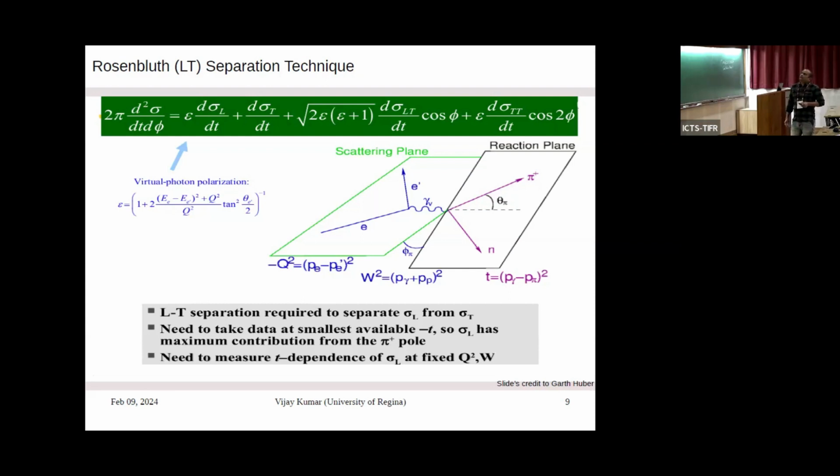Here this is the scattering and reaction plane. The scattering plane defines the three momenta of the incoming electron and the scattered electron. The reaction plane defines the three momenta of the produced pi plus and neutron. And these are the four momentum of the virtual photon, Q square, the invariant mass of the virtual photon and proton, and this is the Mandelstam variable t.